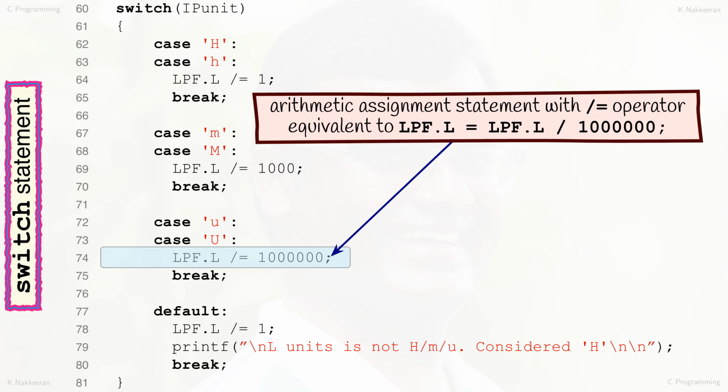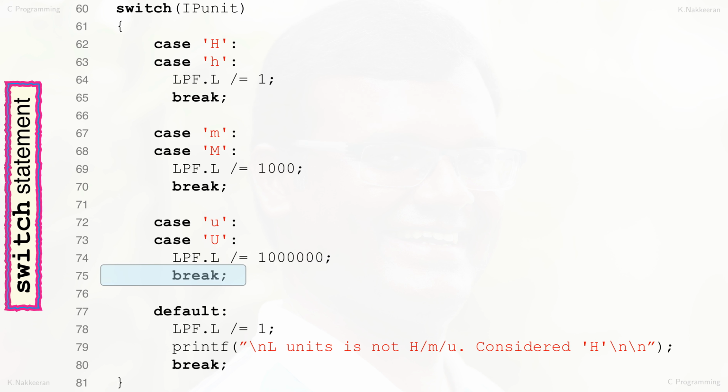Line 74 is the arithmetic assignment statement to rescale the inductance value, LPF.L divided by 1 million. This rescaling of the LPF.L value is carried out for the case of either lowercase u or uppercase u as the IP unit character that represents the unit's microhenry for the inductance. Dividing by 1 million will convert the value of LPF.L from microhenry to henry. The break statement in line 75 represents the end of the body of this case, and the program controller should go to line 82, that is just after the end of the entire switch statement.